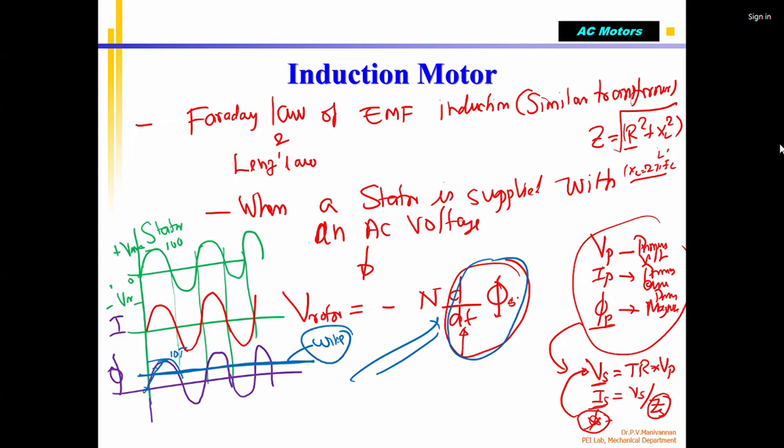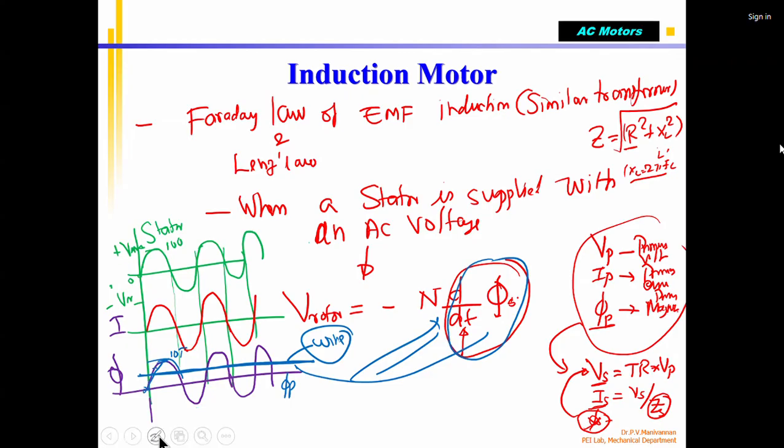Even that's what happened in the transformer. Secondary is not moving, primary is not moving, but the magnetic flux generated by primary is creating varying d by dt of phi. That is due to AC voltage supply. That's why there is a secondary voltage induced. Same thing happens in induction motor also.